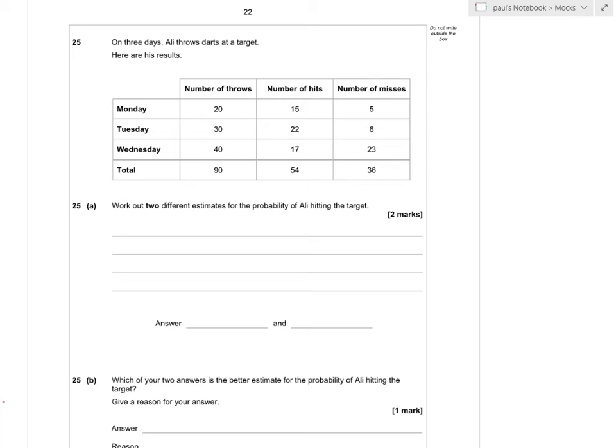Right. So we could take all the number of throws, which is estimate number 1. He'd hit 54 out of 90, yeah. Should we make that a percentage? Yeah, okay. So we could do 54 divided by 90 times 100 is 60%. So that's 60%. Now what else could we do?